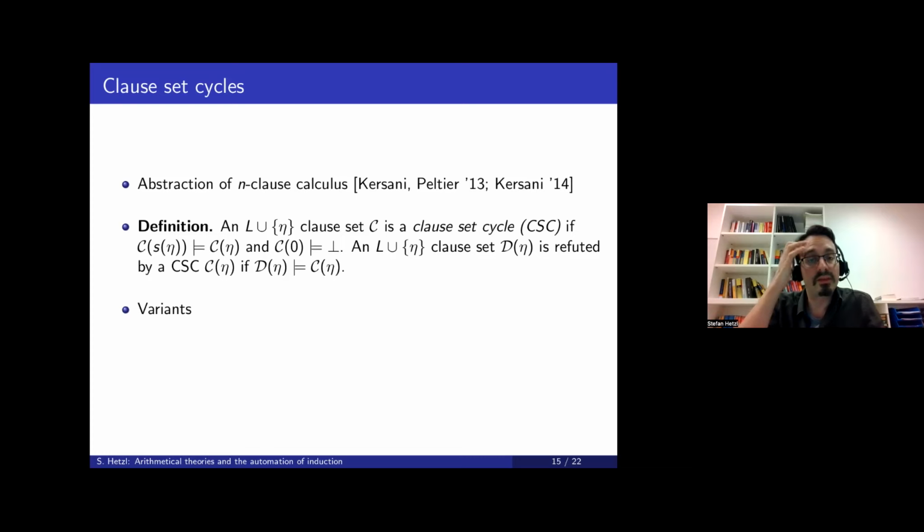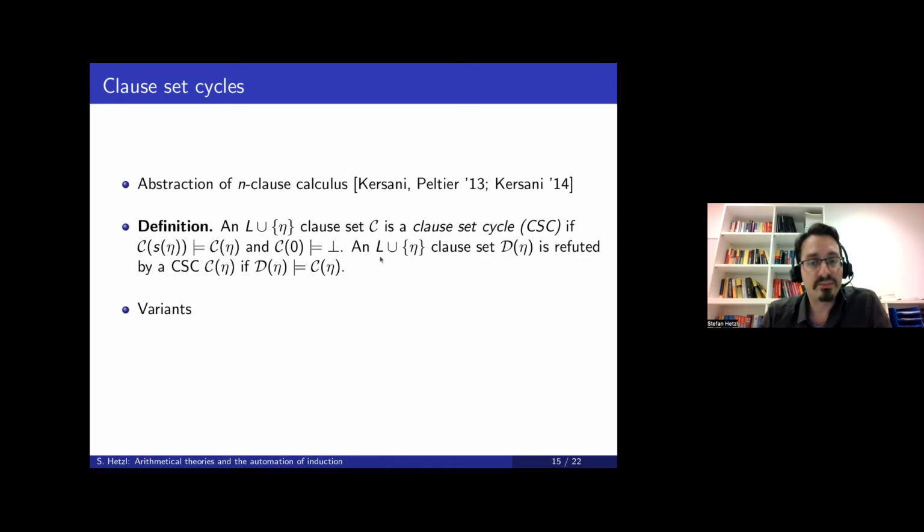The essential idea is to carry out some proof by infinite descent in clause logic. We start out with some clause set C in some first-order signature L, and we add a new constant eta. This will be essentially the Skolem constant of the goal; think of it as a designated point on which to carry out induction. A clause set cycle is then such a clause set C, such that C of S eta implies C of eta and C of zero is inconsistent. So it's like a proof by infinite descent.